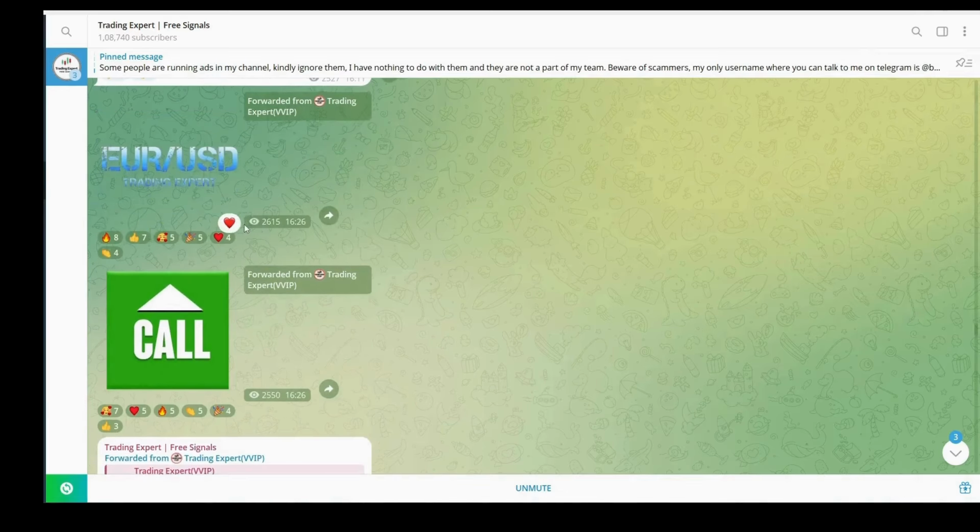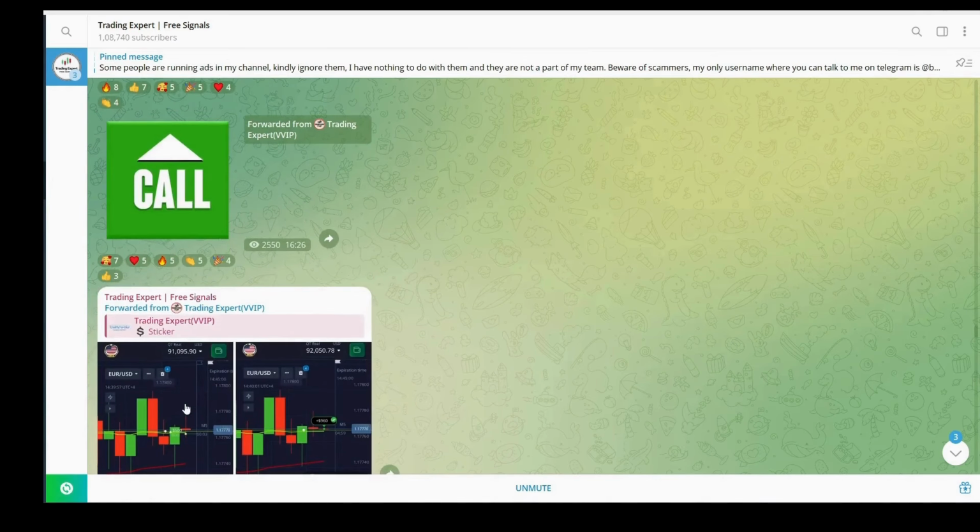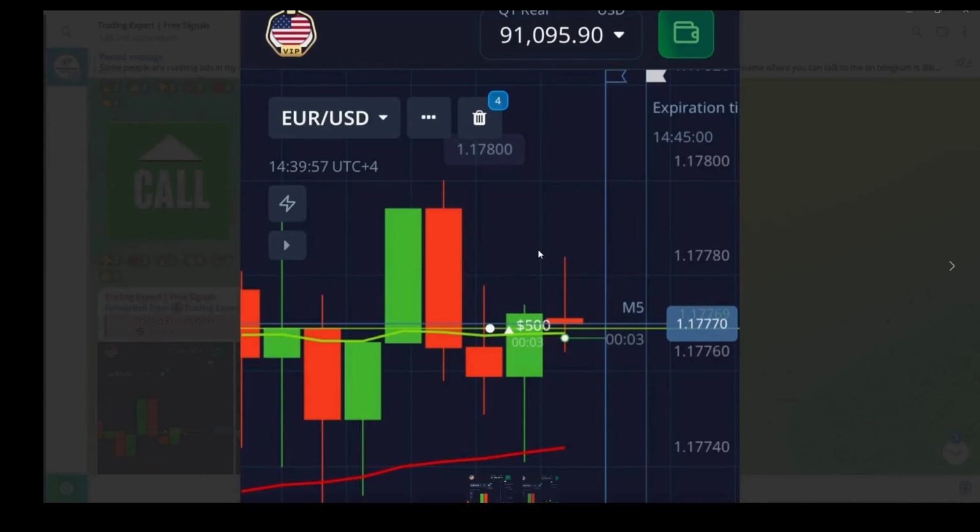Now let's move on to the next trade, which we provided in our VIP group on EURUSD for the call side. The logic behind this trade was very clear. There was an uptrend and the previous candle engulfed the red candle. That's why we provided a buy signal. We took the entry near the moving average, and this trade resulted in a good win.